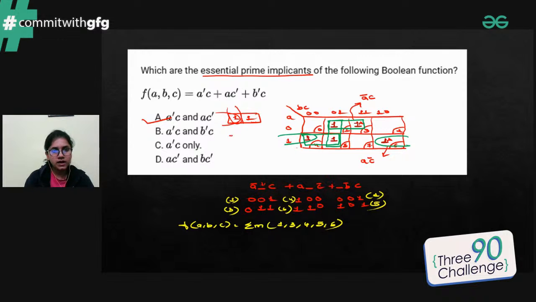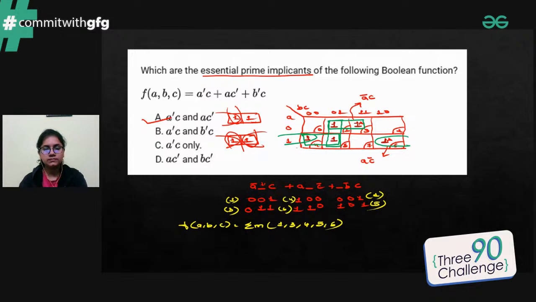I can give you one more example, like this is 1 and this is 1. Here, as you can see, this and this are covered. Can we consider this an essential prime implicant? No, we cannot. Why? Because we don't have at least one which is covered by a single group. Here all the ones are covered by multiple groups, so this is not called an essential prime implicant.